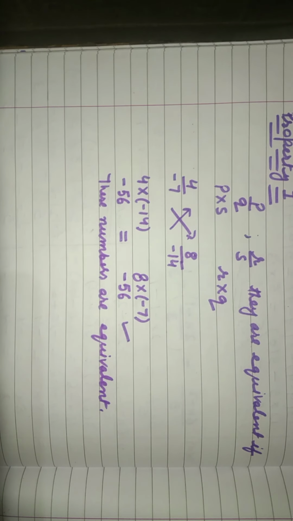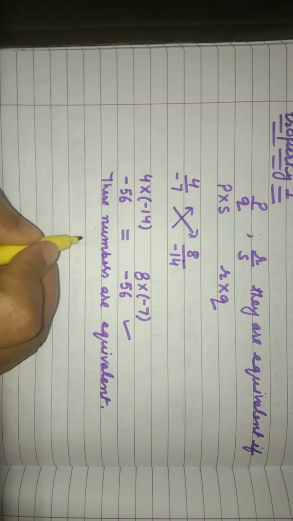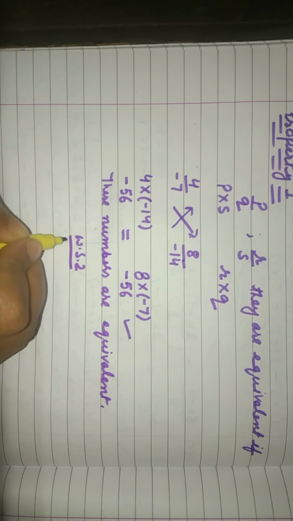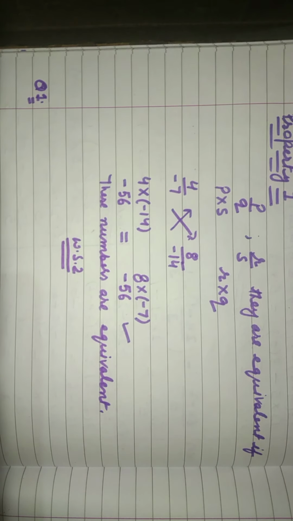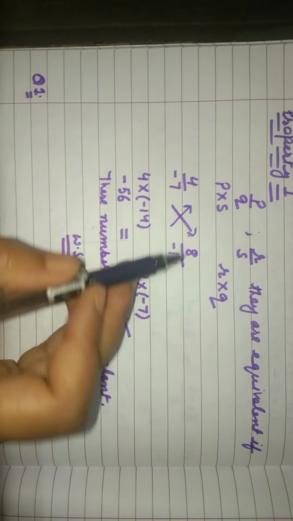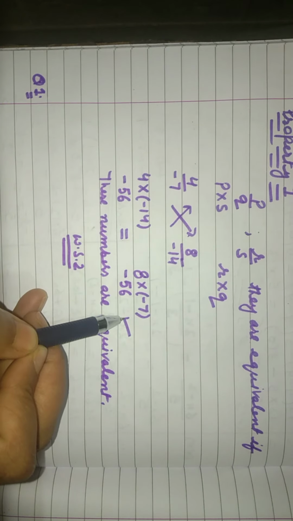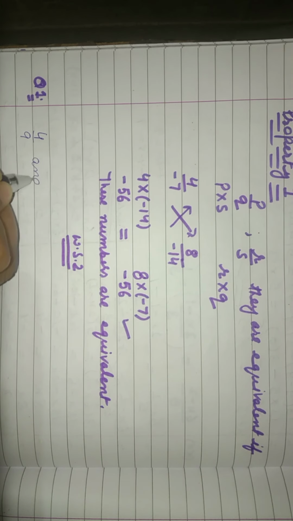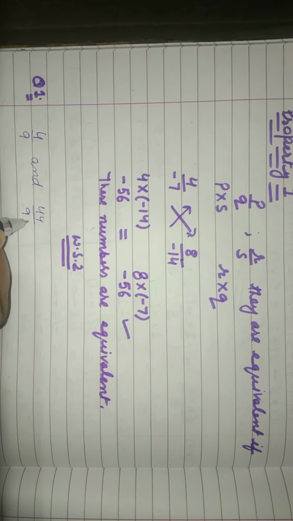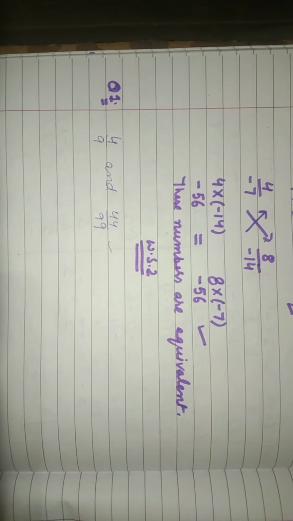So based on this property, we have question number 1, worksheet 2. What is the first property? That if two rational numbers are given to you, then by cross multiplication you have to find out whether these numbers are equivalent to each other or not. So let us take the first question: 4 upon 9 and 44 upon 99. You have to check whether these two rational numbers are equivalent or not.